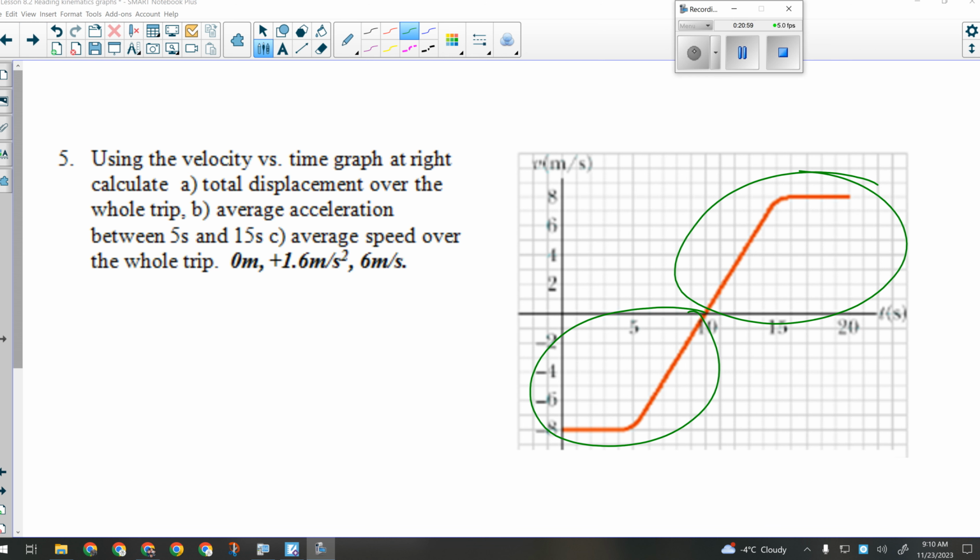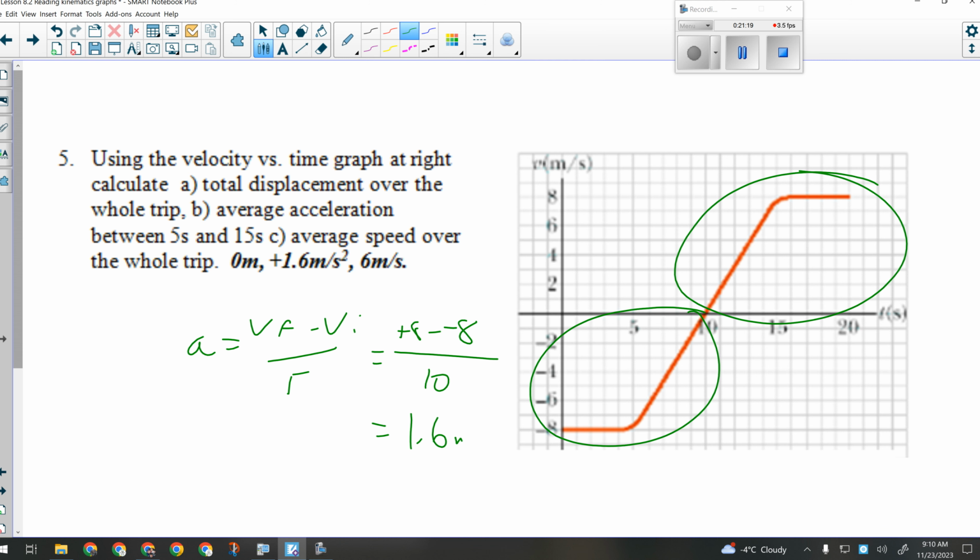All right, so for calculating the acceleration between 5 and 15 seconds when it's accelerating, a equals vf minus vi over t. So we've got positive 8 minus negative 8, divided by 10 seconds, so 1.6 meters per second squared. Positive acceleration is a vector quantity.